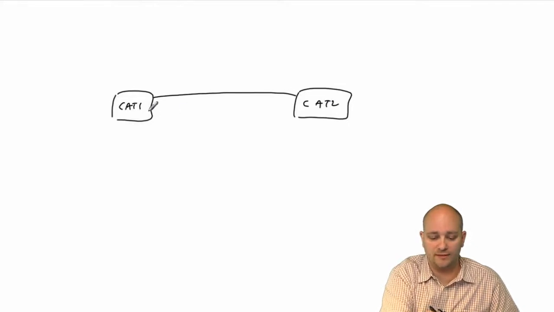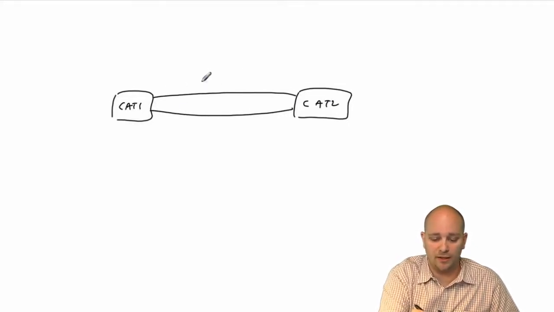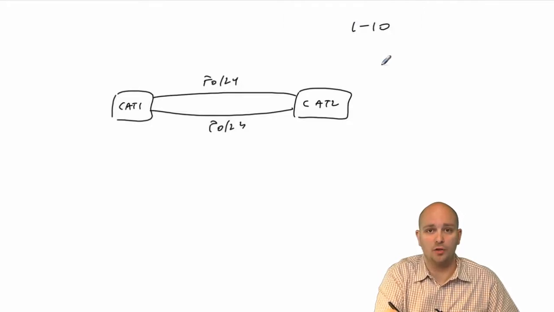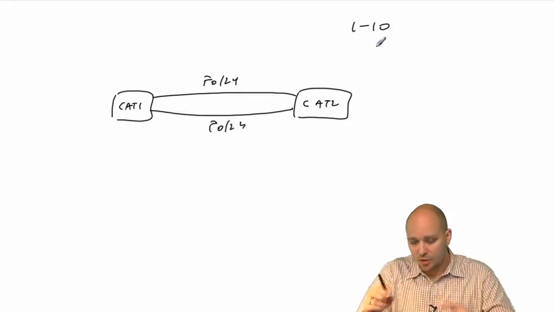I'm going to have 2 links between them. This is going to be link FastEthernet 24, and this is going to be link FastEthernet 23. And I'm going to create VLANs from 1 to 10. Let's start by doing this.